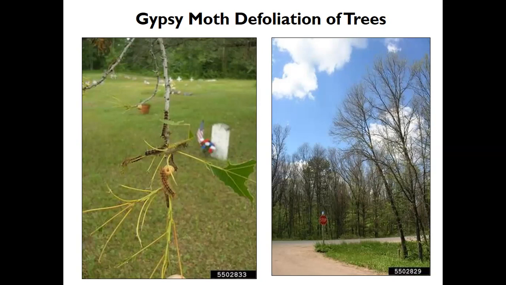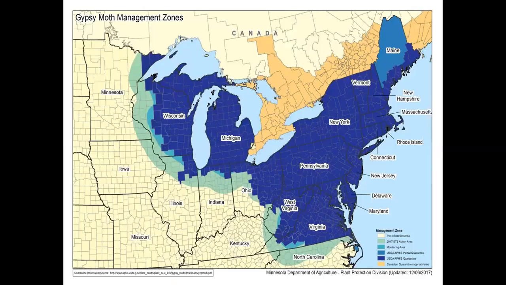I'll say it again. It hasn't been discovered in Georgia, but that doesn't mean it's not here. This is showing you the current range. As you see, it's already moved into North Carolina. So some experts have said by 2025 it will be in Georgia.